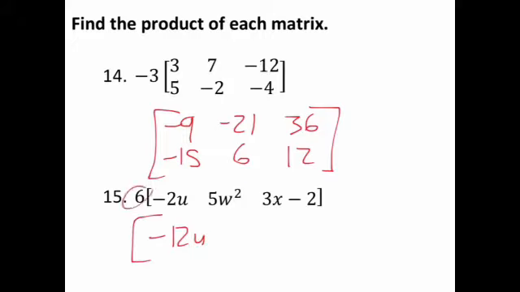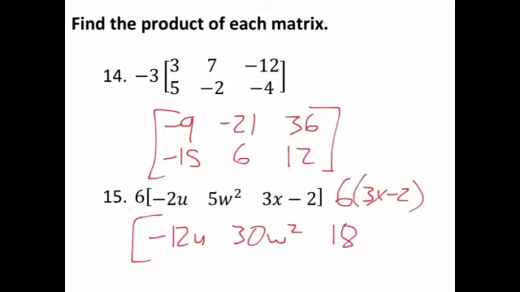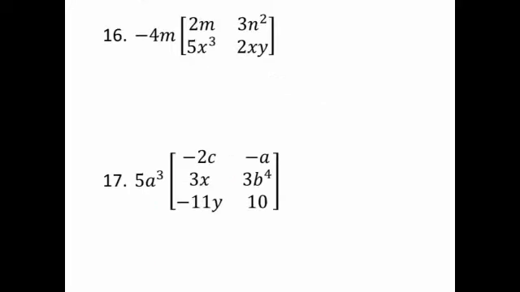5w squared times the 6 is going to give us 30w squared. The 3x minus 2 part times the 6, you're still going to have 3x minus 2 times the 6. If you look at that, it looks like a distribution problem, and that's exactly what you need to do. The 6 times the 3x is going to be 18x, and then minus the 12 is going to give us our last term, and that's our final answer.